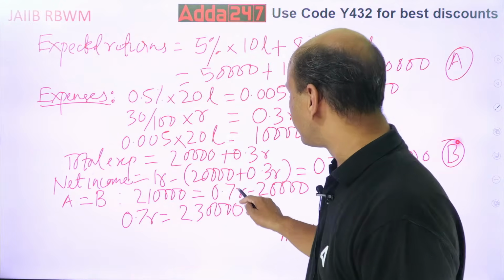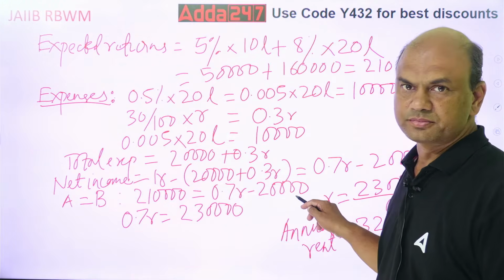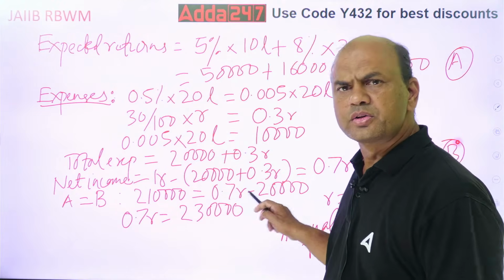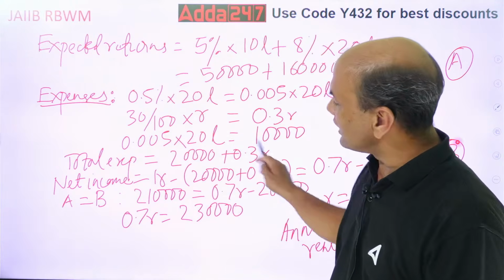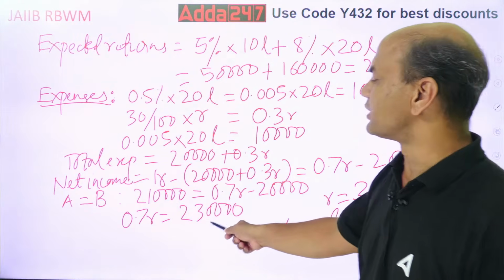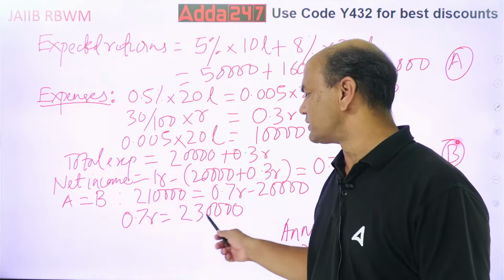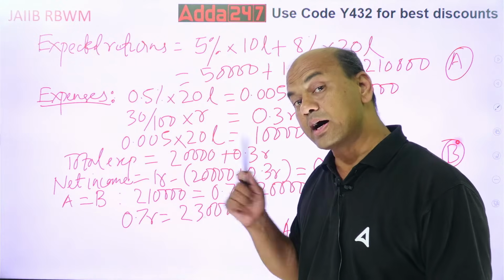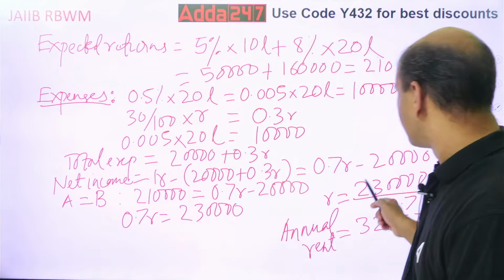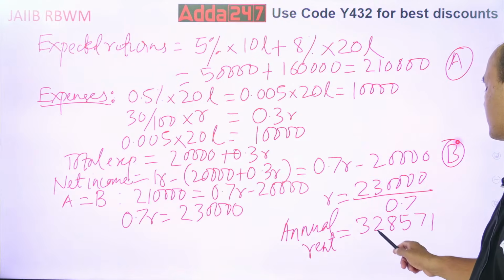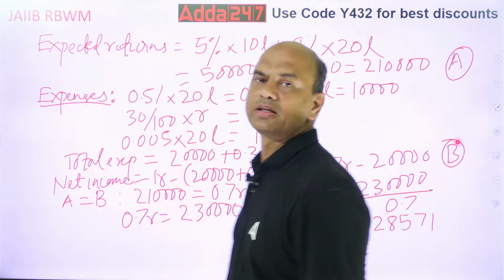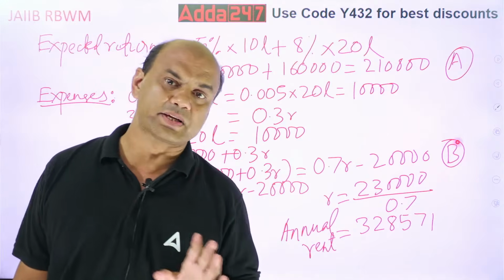So 2,10,000 equals 0.7R minus 20,000. Solve this now. Take 20,000 to the other side. So 2 lakh 10,000 plus 20,000 is 2,30,000. So 0.7R equals 2,30,000. So R equals 2,30,000 upon 0.7, which is 3,28,571. This is the annual rent which I am getting.